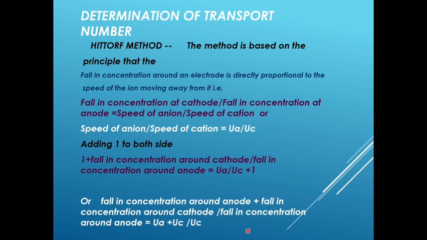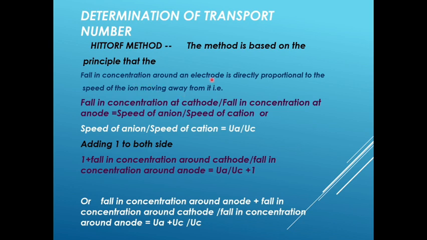But today I will discuss only the Hittorf method and how we derive it numerically. We all know that according to Hittorf's rule, fall in concentration around any electrode is directly proportional to the speed of the ion moving away from it.